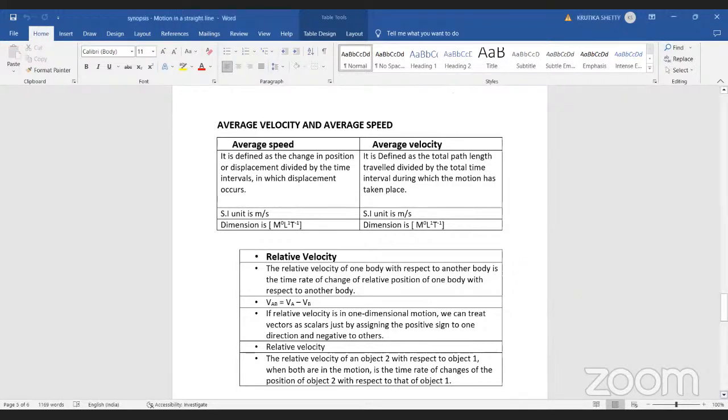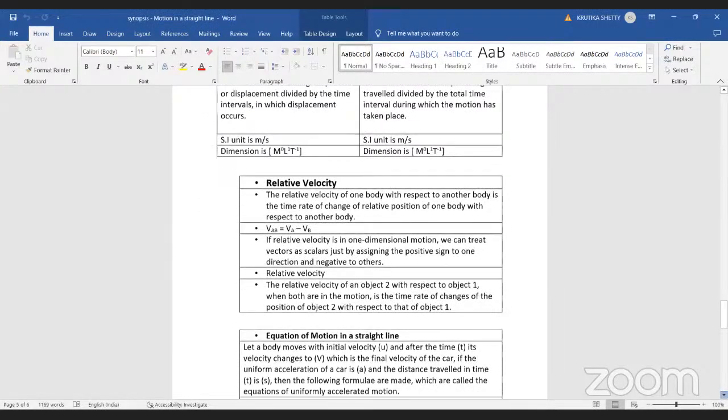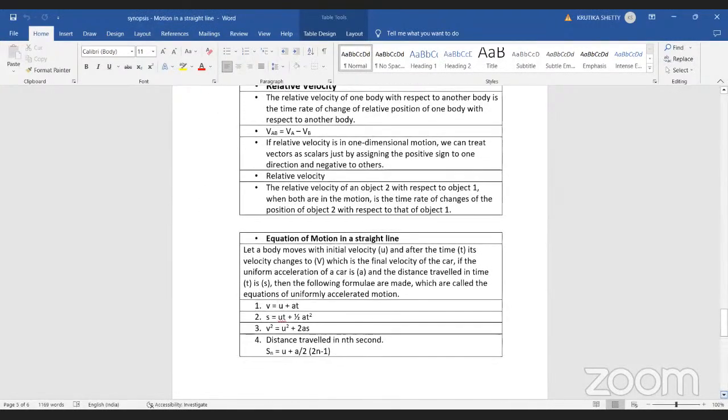And the last part is equation of motion. Yes, we have three equations of motion here. We will do three derivations. The fourth one, we just have the formula. Okay, so what we do is we consider the velocity time graph.